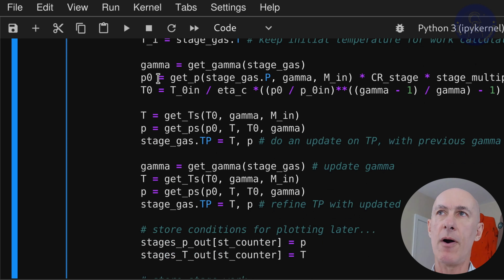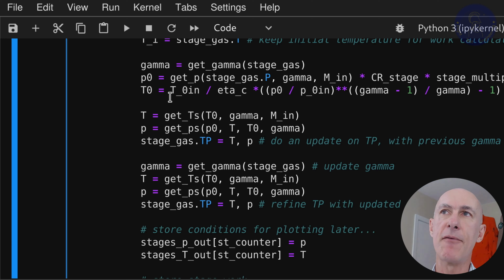And as we saw before, but note that the pressure ratio is multiplied by the stage multiplier, which is right there, right? It's the pressure ratio times the stage multiplier. That's effectively changing how much the stage is compressing. Remember, we're shifting towards the front. Last, we calculate the total temperature using the pressure that we just got, the P0.